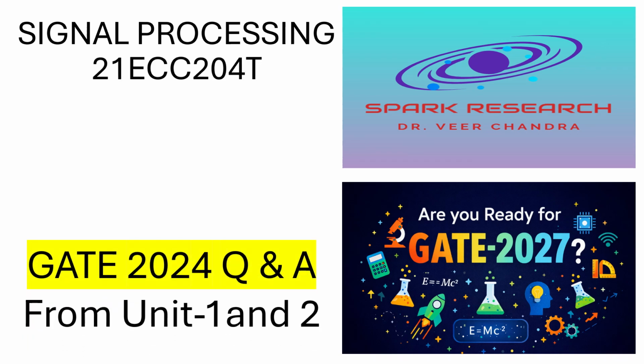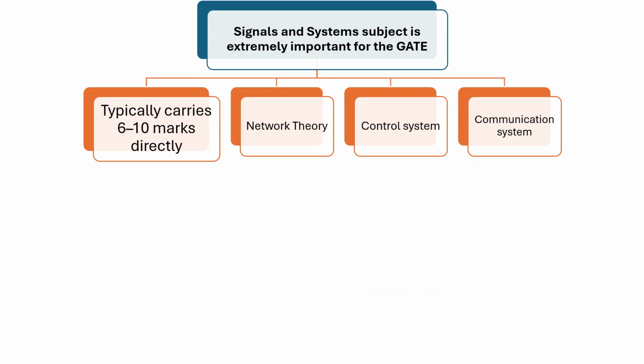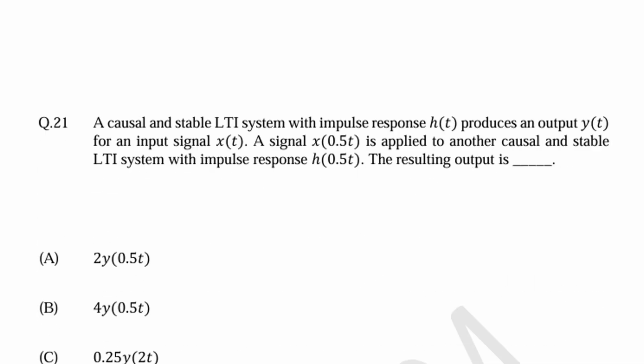And in this session, we are going to take the questions which have already been asked in GATE 2024 from this course, Signals and Systems, particularly from the first two units. Before going ahead, let me tell you this course is very important, not only because 6 to 10 marks come directly from it. Apart from that, if you have knowledge of signals and systems, you can easily solve questions related to different subjects, particularly network theory as well. So let's take the question.